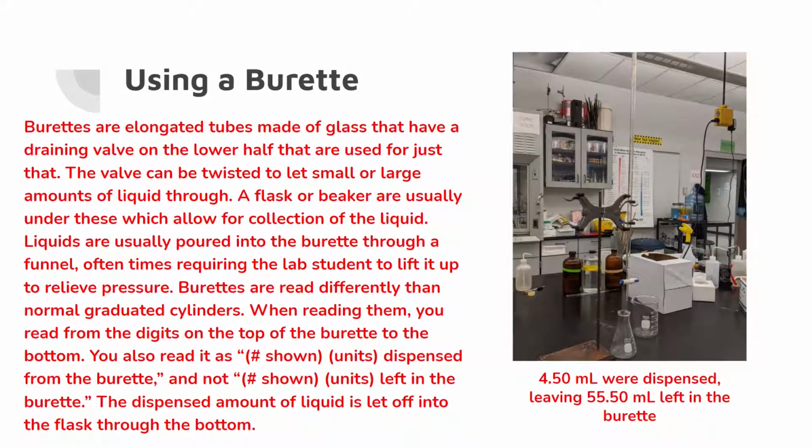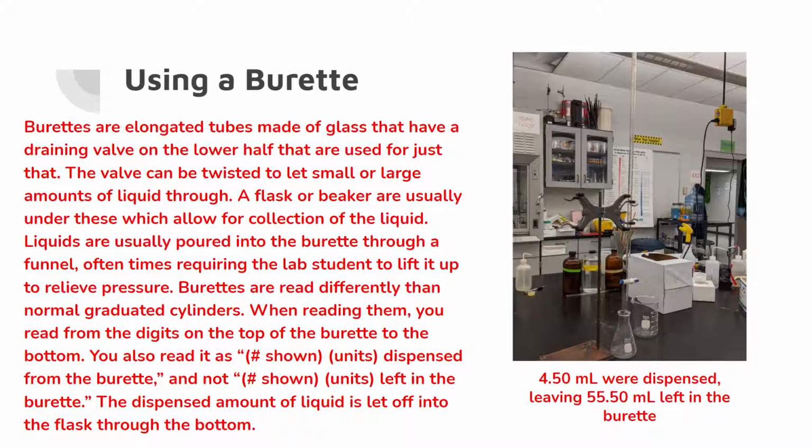Burettes are elongated tubes made of glass that have a draining valve in the lower half and are used just for that. The valve can be twisted to let small or large amounts of liquid through. A flask or beaker is usually underneath these, which allows for collection of a liquid. Liquids are usually poured into the burette through a funnel, oftentimes requiring a lab student to lift it up to relieve pressure. Burettes are read differently than normal graduated cylinders.